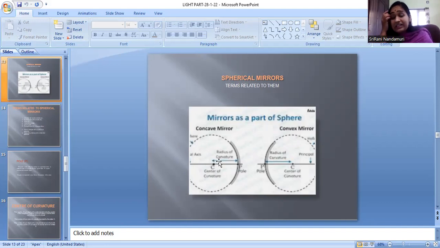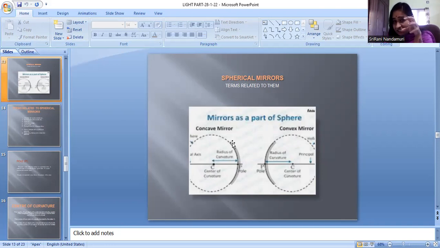Simply remember, the center point of the sphere is the center of curvature, and the center point of the reflecting surface is called the pole. Understood, children? Now, what is the radius of curvature? Pole and center of curvature you have learned by now. And what is this radius of curvature?